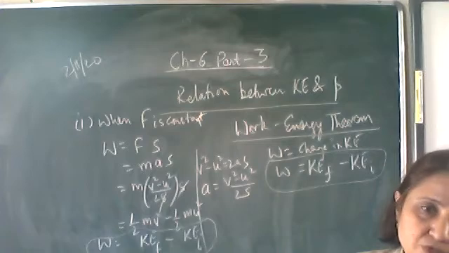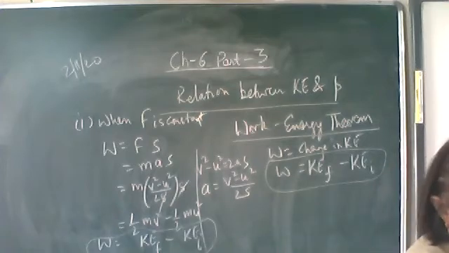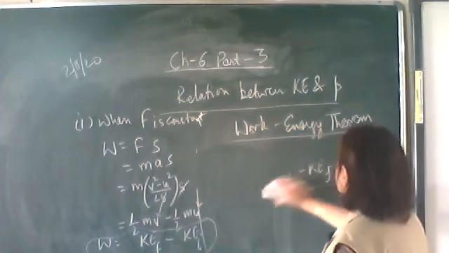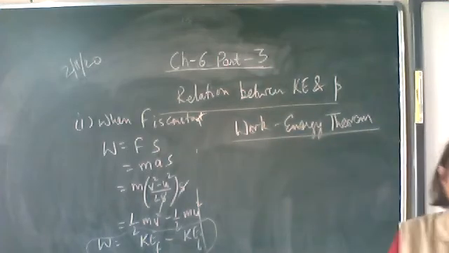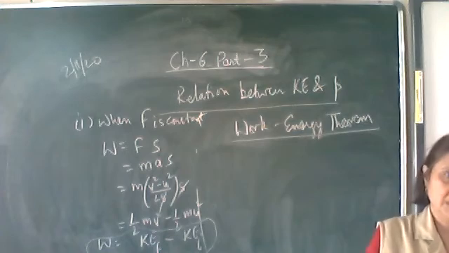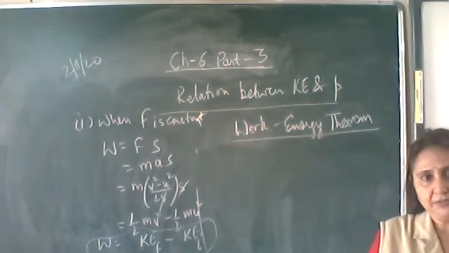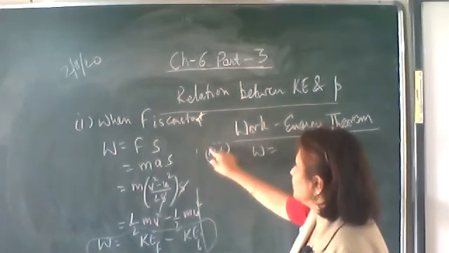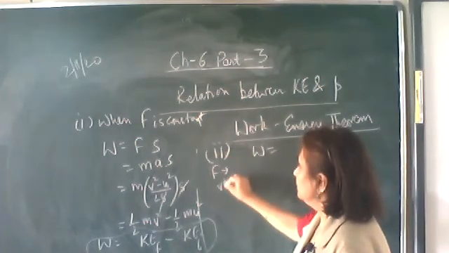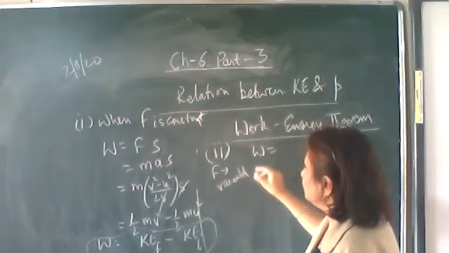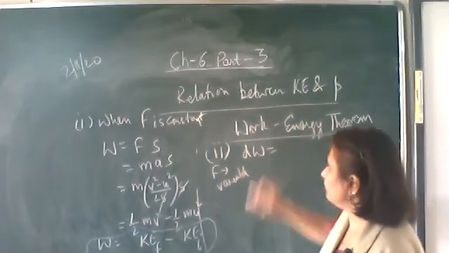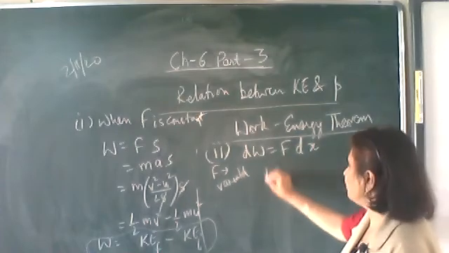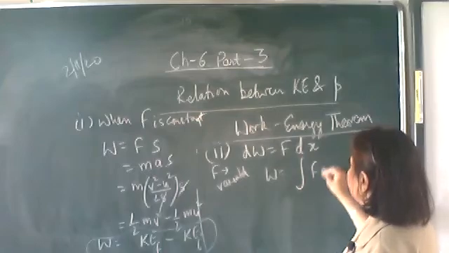Now when a variable force is acting, the same way as we have derived the formula of kinetic energy, we will proceed, only the limits change: initial velocity to final velocity, u to v. So we start from the same equation. This is when the force F is variable. A small amount of work is done when there is a small displacement dx. Total amount of work done is F into dx.